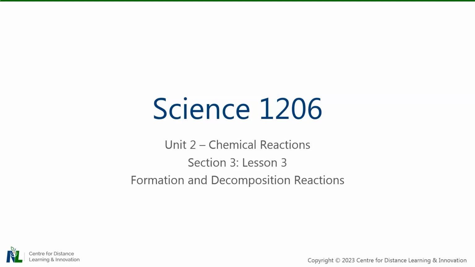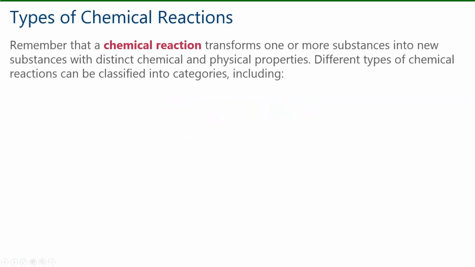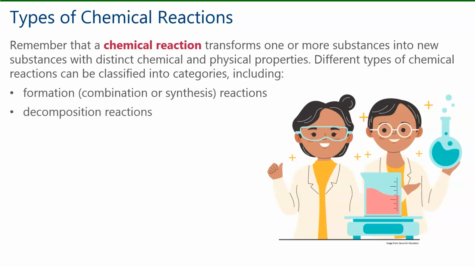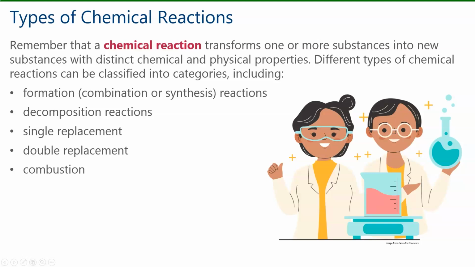I'm Ms. Ledwell, and in this video, we'll be talking about different types of chemical reactions, starting with formation and decomposition. Let's get started. Remember that a chemical reaction transforms one or more substances into new substances with distinct chemical and physical properties. Different types of chemical reactions can be classified into categories, including formation. Sometimes you'll hear this referred to as combination or synthesis reactions, decomposition reactions, single replacement, double replacement, and combustion.